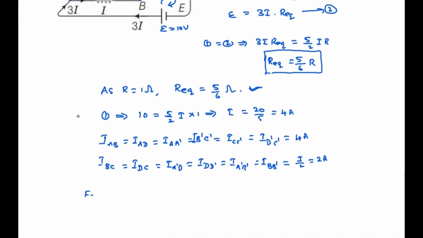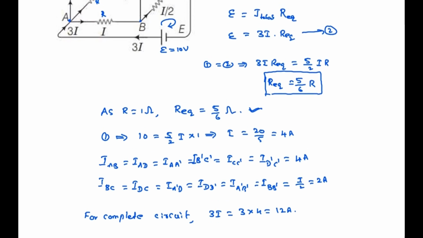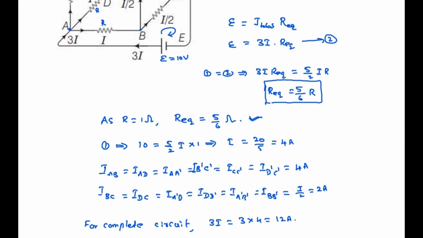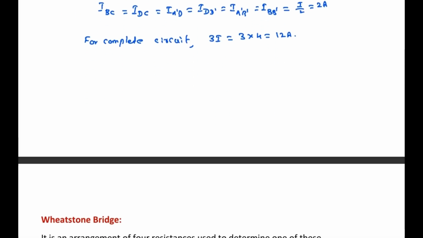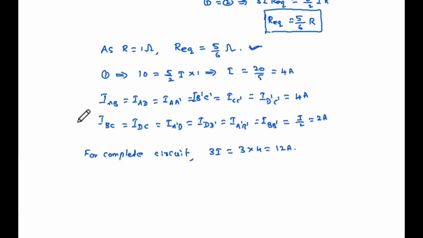And for the complete circuit, the current coming from the cell is 3I, that is 3 into 4, which is 12 ampere. So this is the answer for the illustration based on Kirchhoff rules. And the Wheatstone bridge also works based on Kirchhoff rules. We can derive it based on Kirchhoff rules.